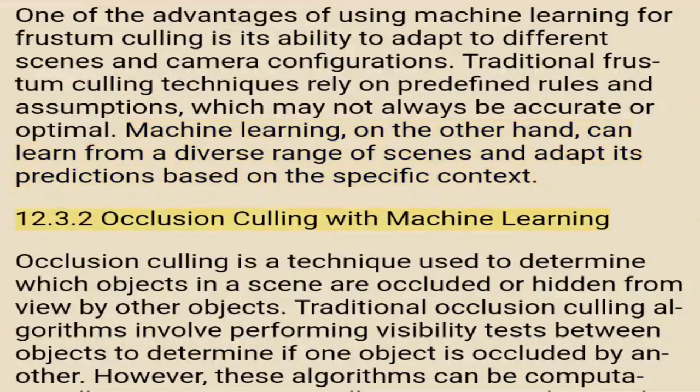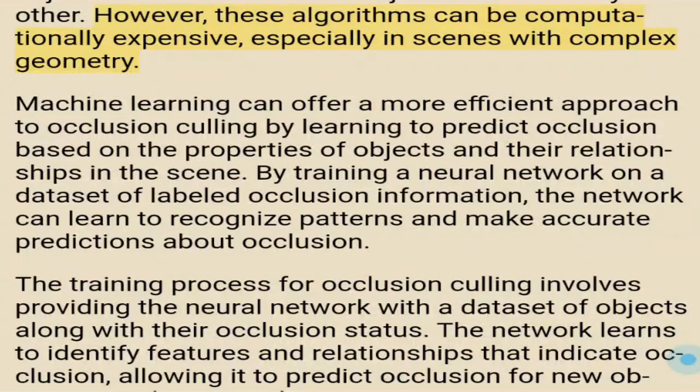12.3.2 Occlusion culling with machine learning. Occlusion culling is a technique used to determine which objects in a scene are occluded or hidden from view by other objects. Traditional occlusion culling algorithms involve performing visibility tests between objects to determine if one object is occluded by another. However, these algorithms can be computationally expensive, especially in scenes with complex geometry. Machine learning can offer a more efficient approach to occlusion culling by learning to predict occlusion based on the properties of objects and their relationships in the scene.